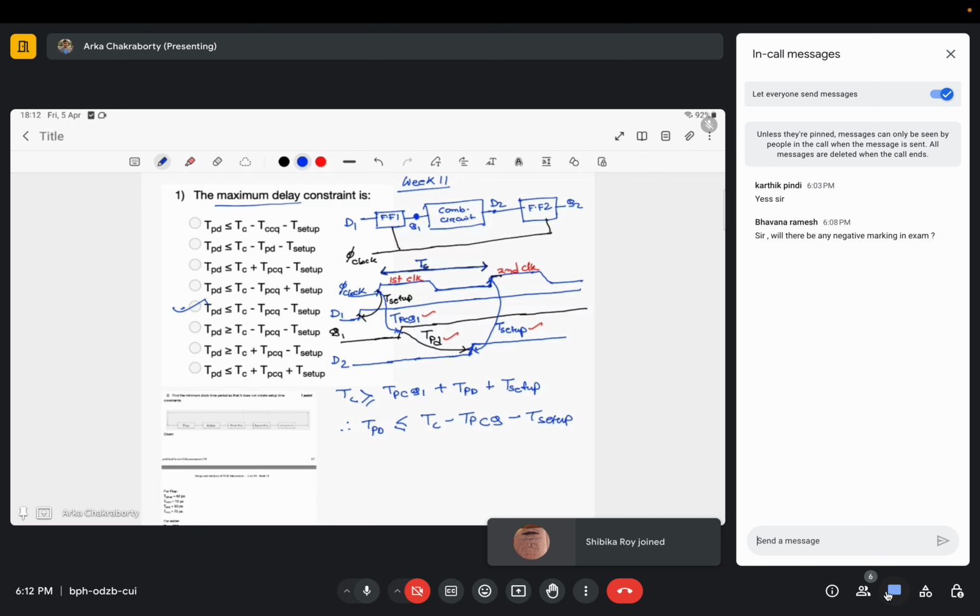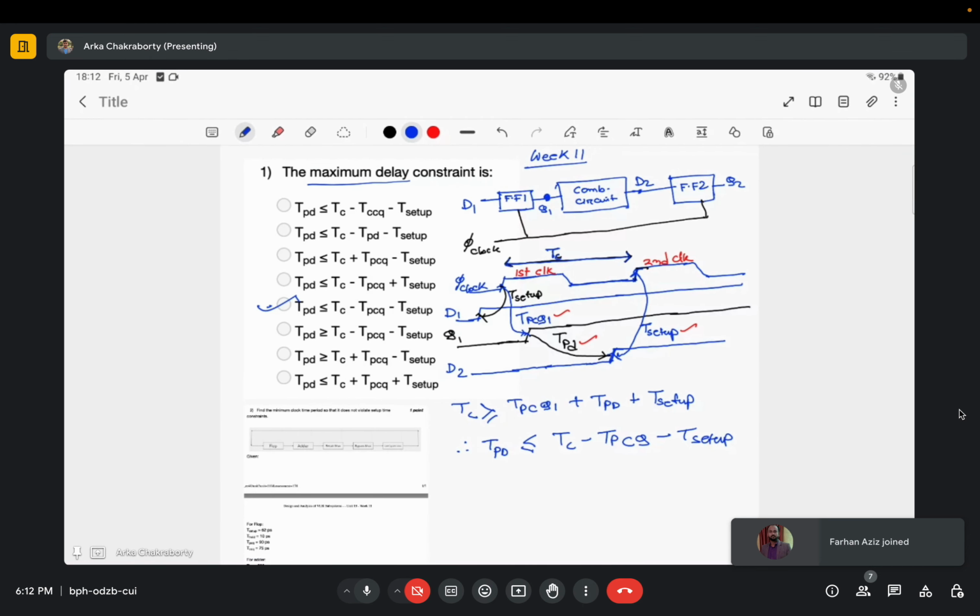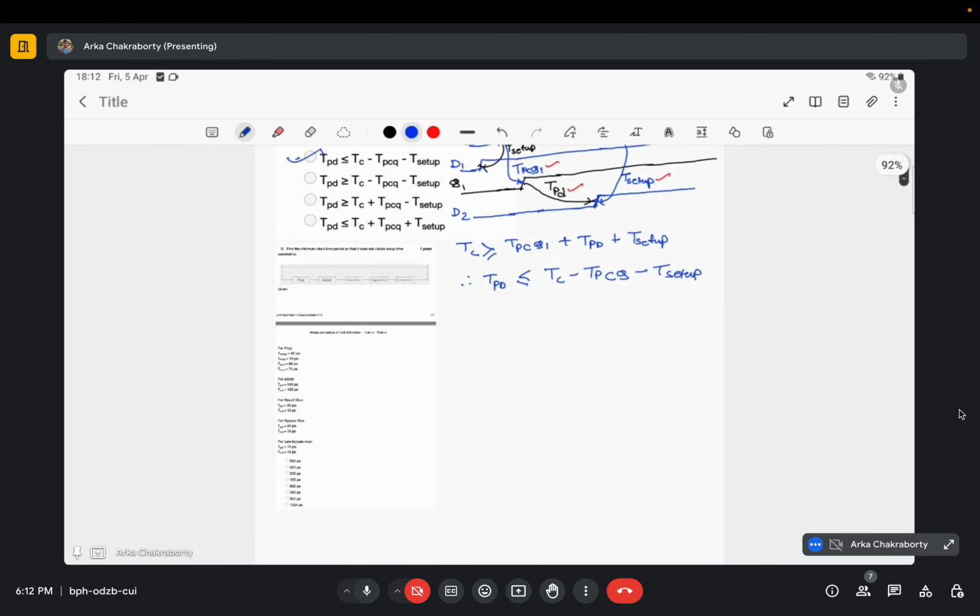Will there be any negative marking in the exam? Bhavna, till now it is not clear, but you guys will get a mail regarding all the rules before the exam. So don't worry about that. Okay. Fine. So we can move to the next question.